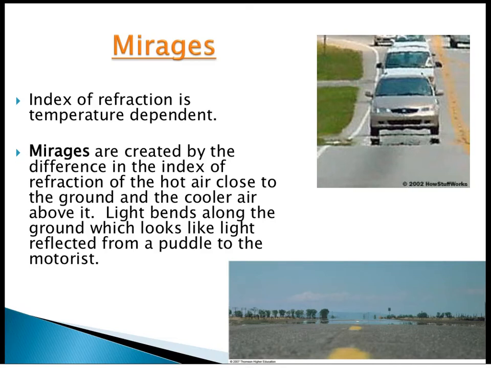The index of refraction is temperature dependent. Mirages are created by the difference in the index of refraction of the hot air that's close to the ground and the cooler air that's above it. Light bends along the ground, which makes it look like the light is being reflected from a puddle to the motorist. I'm sure you've all seen this effect.